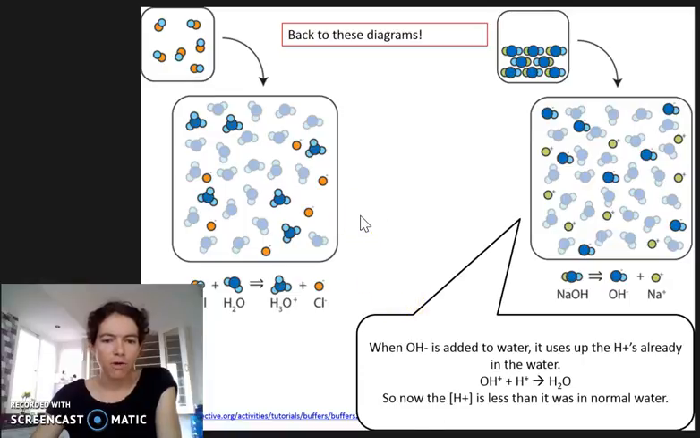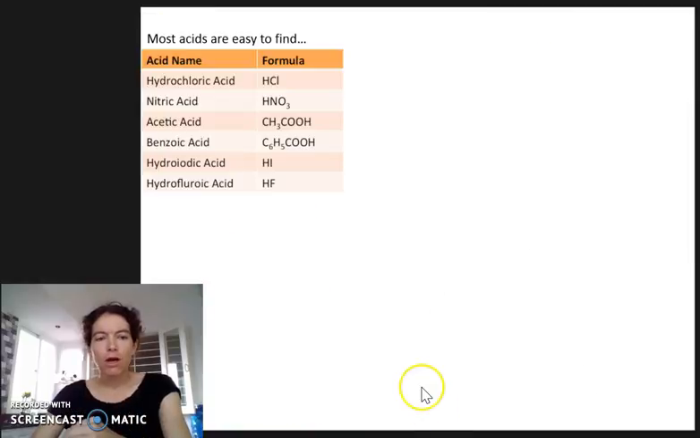You should have seen these before, and remember the basic thing here: when you add OH minus, hydroxide ion, to water, it actually interacts with the H pluses, the hydrogen ions that are already in the water. One important thing to remember at all times: there's always water, and water can participate in the reactions a little bit as you go on. So let's think a little bit more about acids and bases.